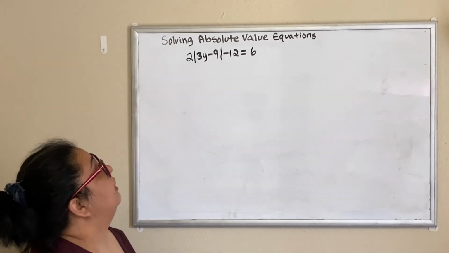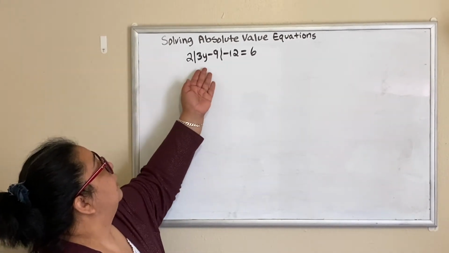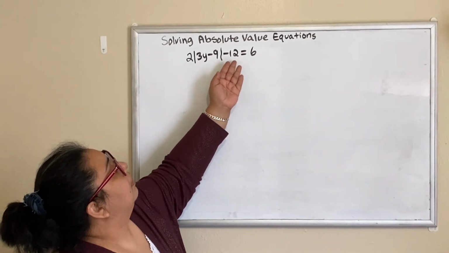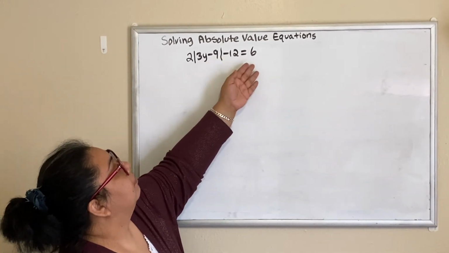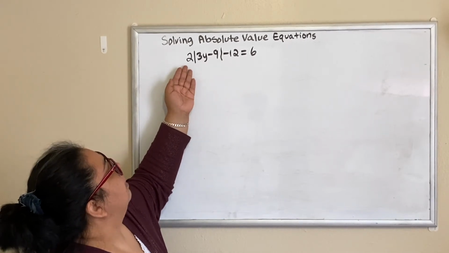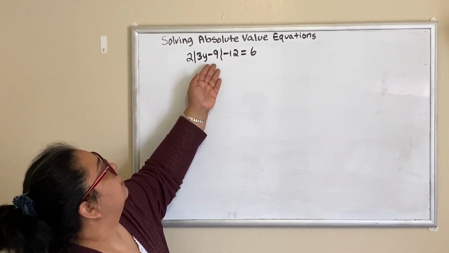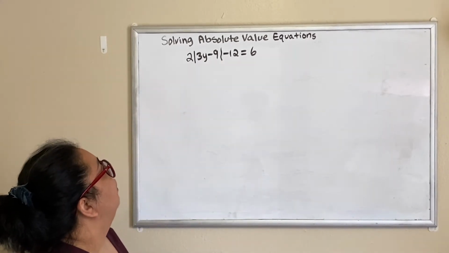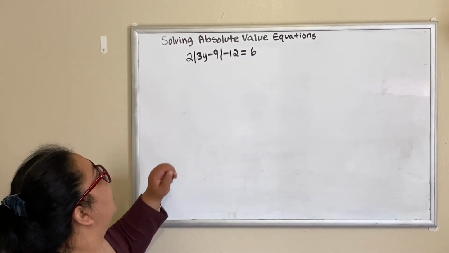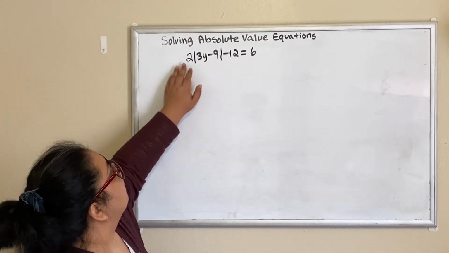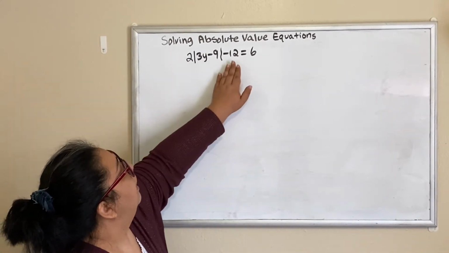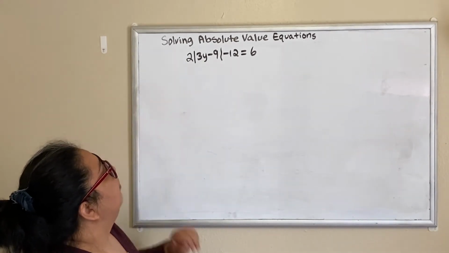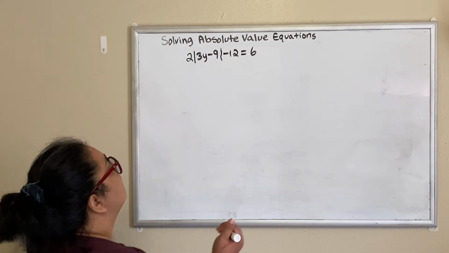Okay, here's our second example. Our second example is 2 times the absolute value of 3y minus 9, minus 12, equals 6. Let me repeat that. 2 times the absolute value of 3y minus 9, minus 12, equals 6. So let's go ahead and isolate this absolute value, because notice we're multiplying by 2 and we're subtracting 12 on the same side as the absolute value. So we need to use reverse order of operations and isolate it.